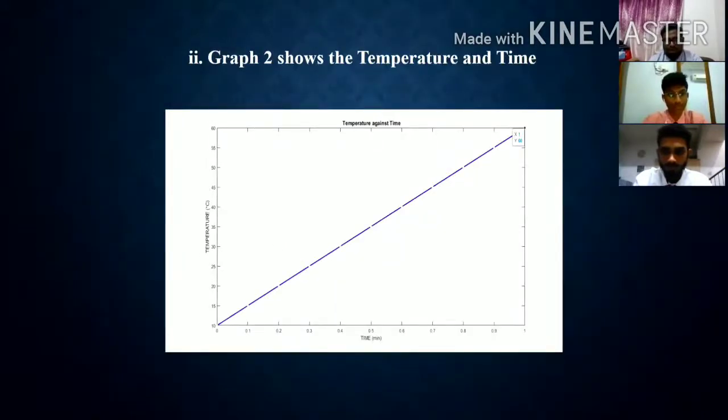Graph 2 shows the temperature against time graph, and this graph shows that the temperature is directly proportional to the time. So when the time increases, the temperature also increases. For instance, when the time is at 0 minute, the temperature was at 10 degrees Celsius, whereas when the time was at 1 minute, the temperature was at 60 degrees Celsius.